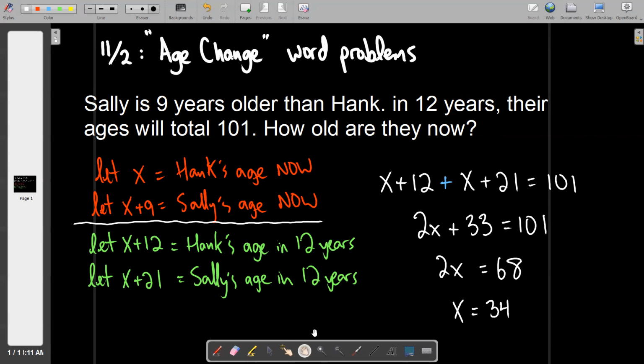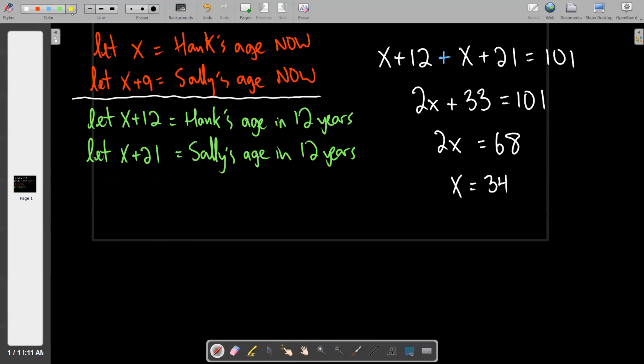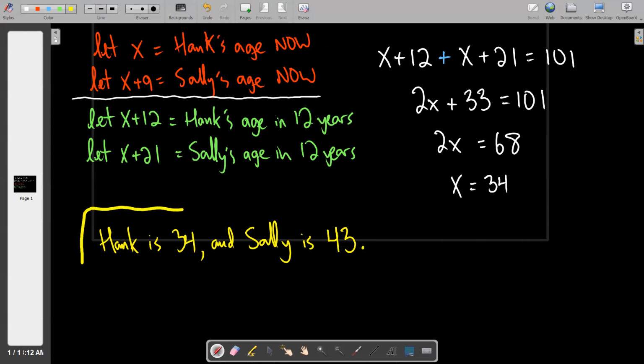So I can make my little yellow answer box now and say, Hank is 34, comma, and Sally is, and I don't think you have to put years old. I mean, if you want to, but we kind of get that idea, right? And Sally is 43, 34 plus 9. Yep, 43. Put a box around that sucker.